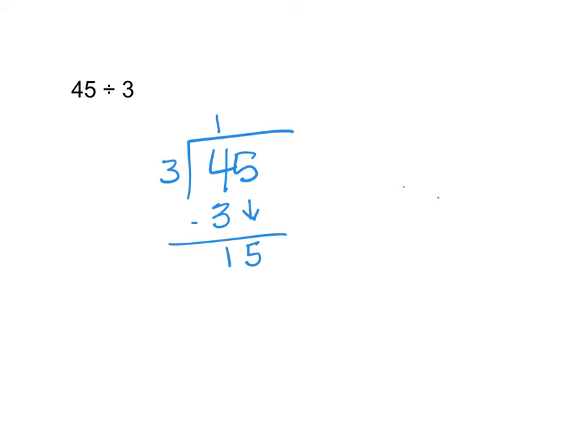How many times does 3 go into 15? Well, counting by 3's, 3, 6, 9, 12, 15 goes in nice and even 5 times. And when we subtract that, we have nothing left. So our answer here, the quotient, is 15, and we don't have a remainder, so we don't need to do anything at all with that.